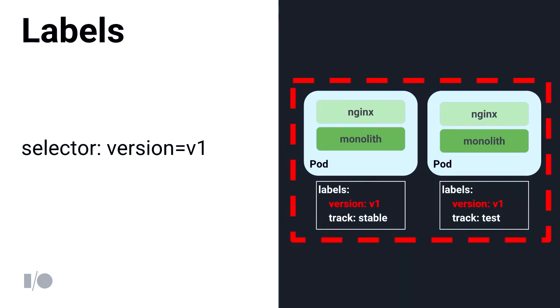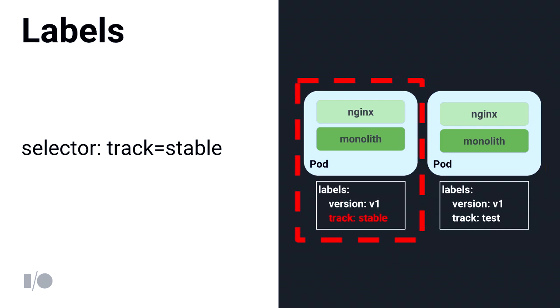Now, every object in Kubernetes gets this arbitrary key value data, and this is how we do grouping. This is how our service was able to pick up the pods behind the scenes. So on screen, you see that I have 2 applications, and they both have labels. They have a version, and they have a track. If I were to select the V1 version, I would select every application. So before, my service was selecting everything that was app equals monolith. If I were to just select track equals stable, I'd only get one of those.